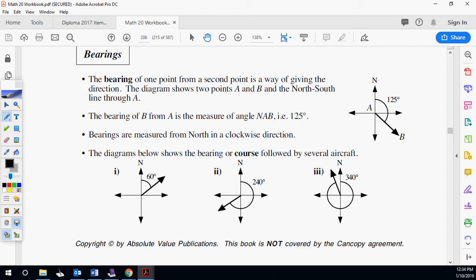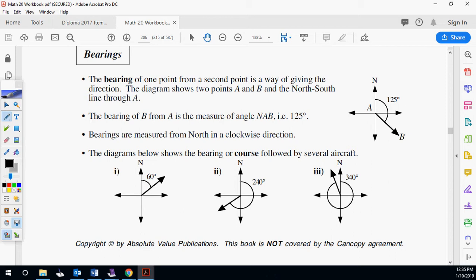When it says bearing, the bearing of one point from a second point is a way of giving the direction. So the diagram shows 2 points A and B, and the north-south line through A. So that's your north-south, that's your east-west. The bearing from A to B is the measure of 125. So you're always going to go from north in the clockwise direction. If I said your bearing is 125 degrees, that means you go 125 degrees clockwise from north. So here's north, essentially the y-axis. I'm going to go 125.